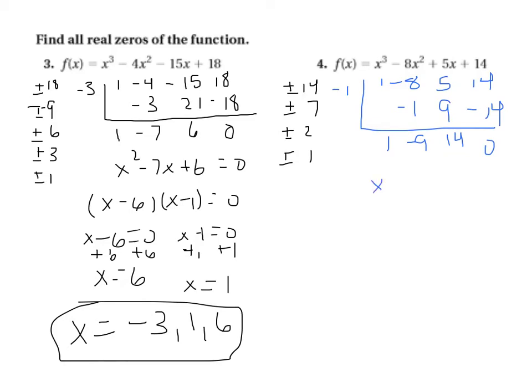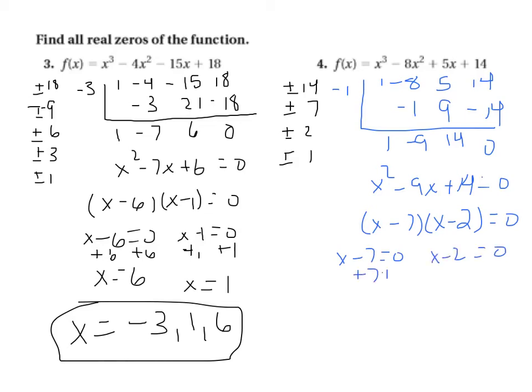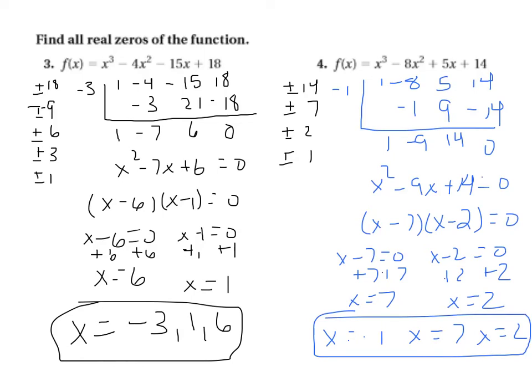So you're left with x squared minus 9x plus 14 equals 0. Factor it. Negative 7, negative 2. So you get x minus 7 equals 0, x minus 2 equals 0. x equals 7, x equals 2. So our zeros: negative 1, 7, and 2. Okay?